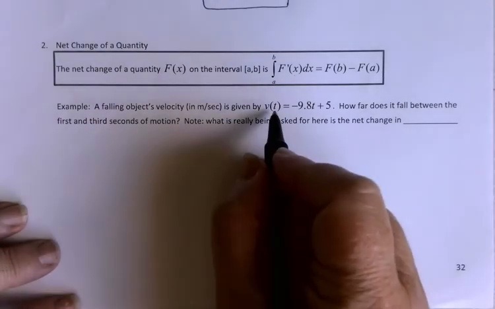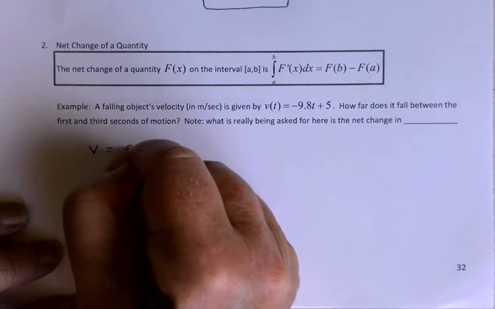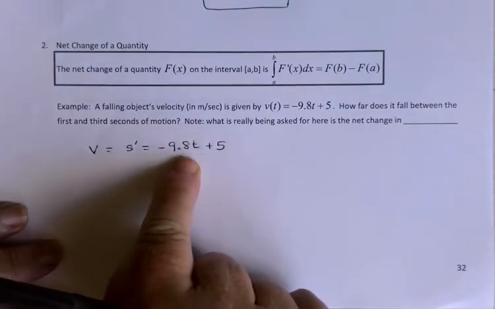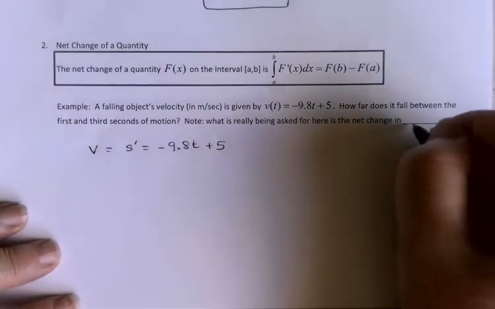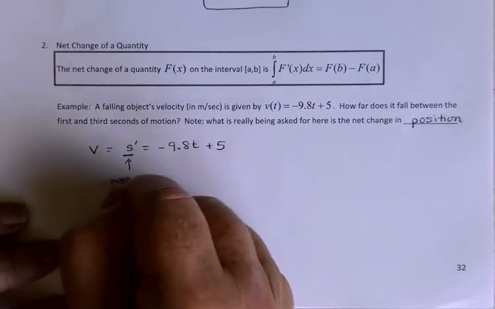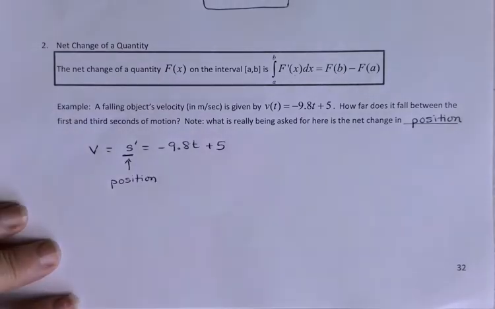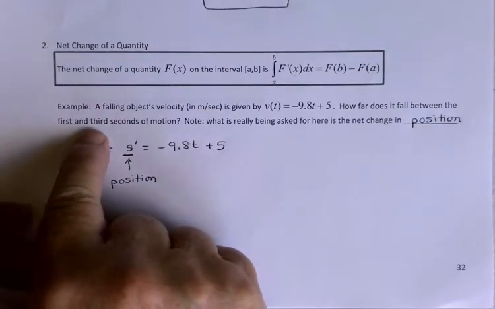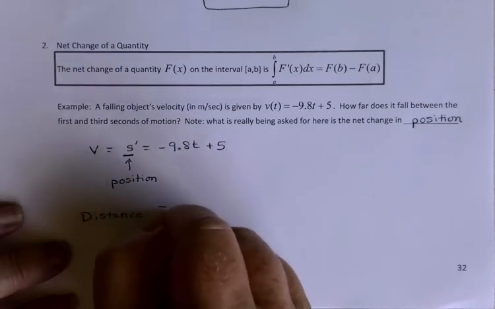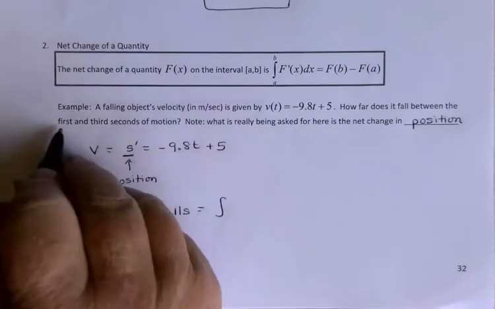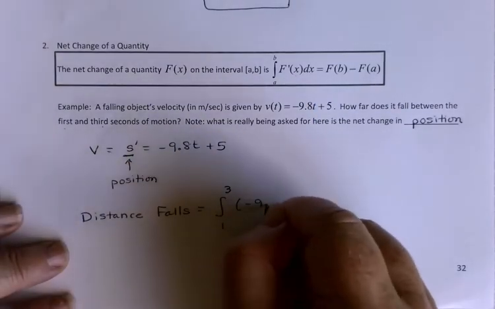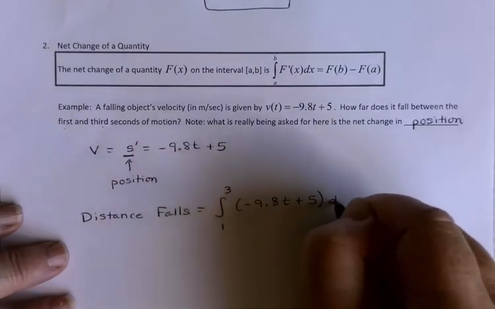If we keep in mind that v is really the derivative of s, what I've just been told is the derivative of the position function. And if I want to know how far it falls, I'd like to know the net change in position. So I'll take the derivative of position, also known as velocity, and integrate that derivative from 1 to 3. So the distance that the object falls is the integral from 1 to 3 of that derivative function, negative 9.8 t plus 5 dt.